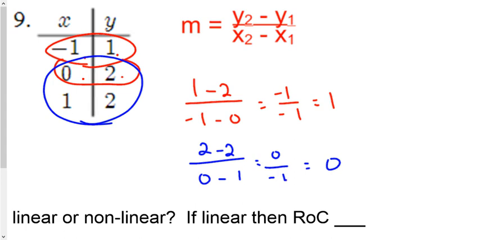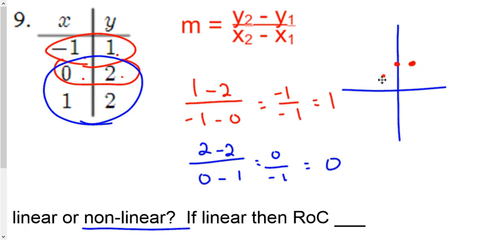Zero divided by negative 1 would be 0. So again, different slopes. Let's just graph this last one just that way you can see it again. Here's negative 1, 1. Here's 0, 2. And then here's 1, 2. And you can see that these are on the same horizontal line, but this one's lower.